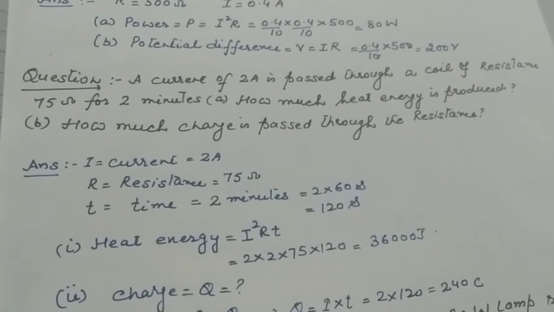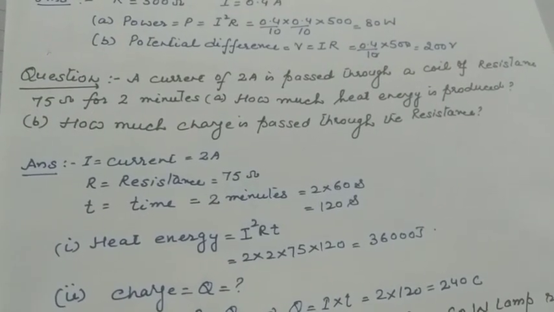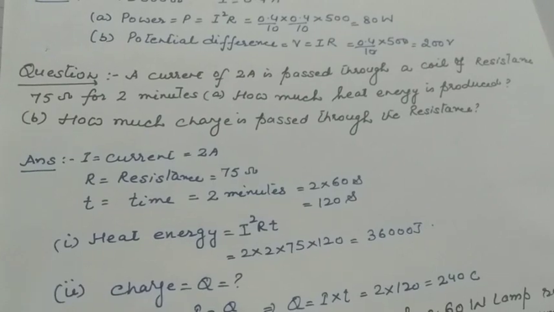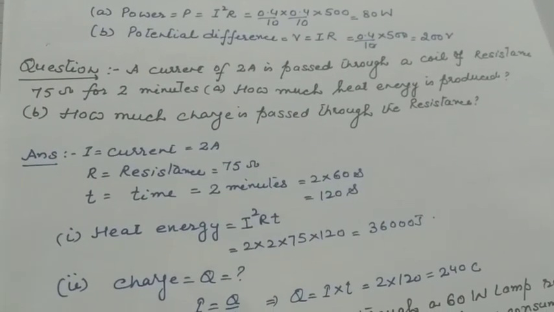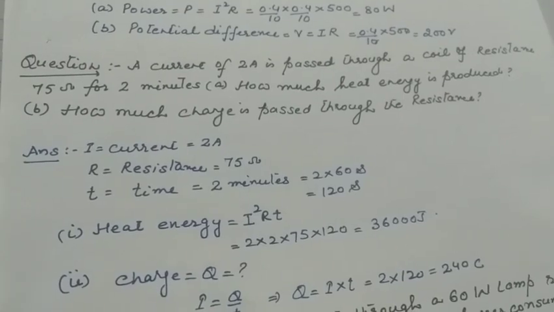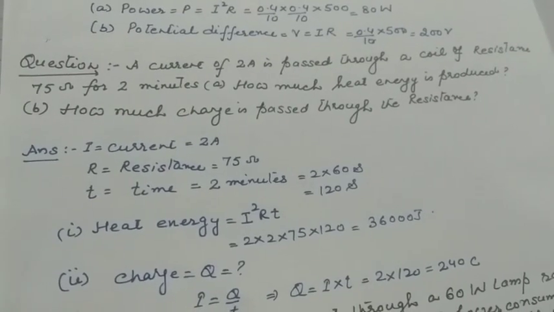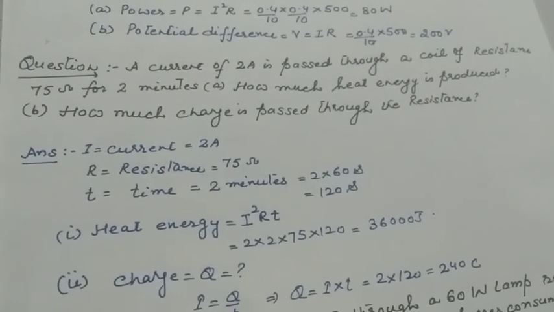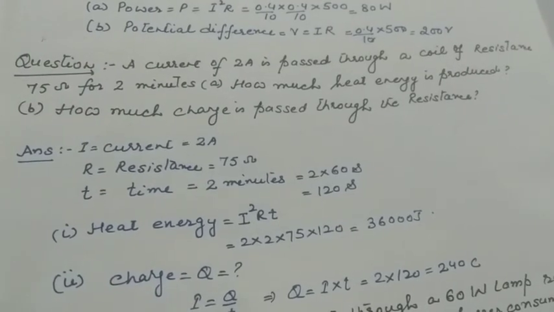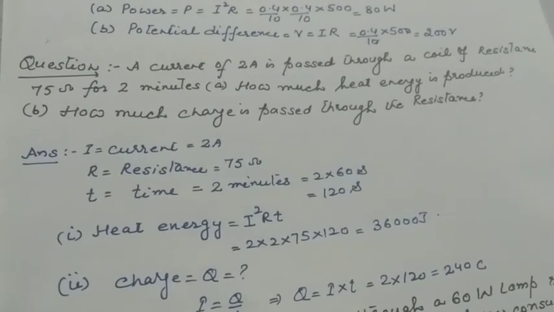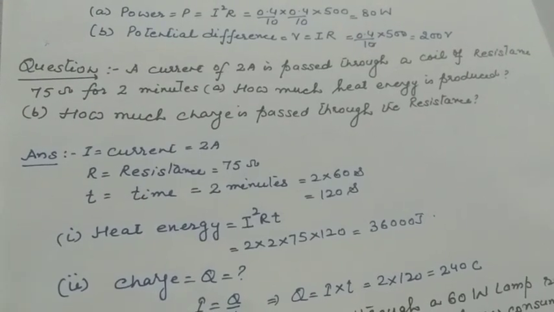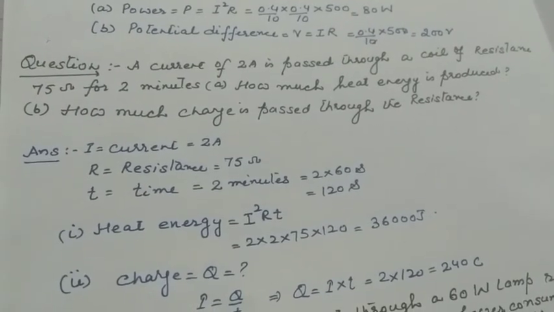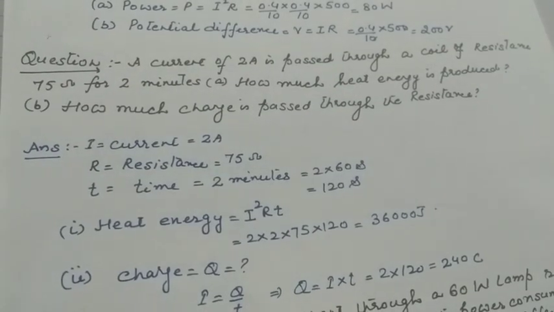In the next question, a current of 2 ampere is passed through a coil of resistance 75 ohm for 2 minutes. How much heat energy is produced and how much charge is passed through the resistor? First current is given, second resistance, third time is given, but be careful, don't take time in minute. Never take time in minute, either take in second or in hours. If you take in second, you will get the electric energy in joule, whereas if you take in hours, you will get the answer in kilowatt hour.